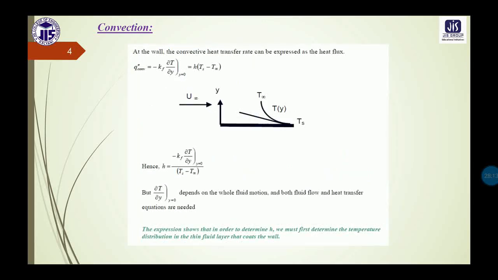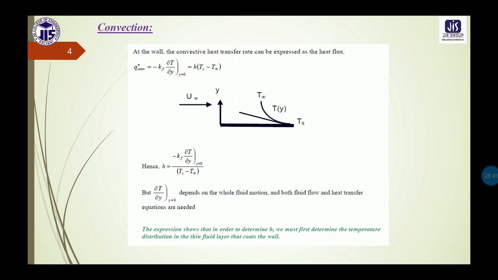Now at the wall, the convective heat transfer rate can be expressed as the heat flux. So that means Q convection equals minus Kf dT/dy at y equals 0, which equals h multiplied by the temperature difference. From this equation we get the value of the convective heat transfer coefficient h equals minus Kf dT/dy at y equals 0 divided by the temperature difference.